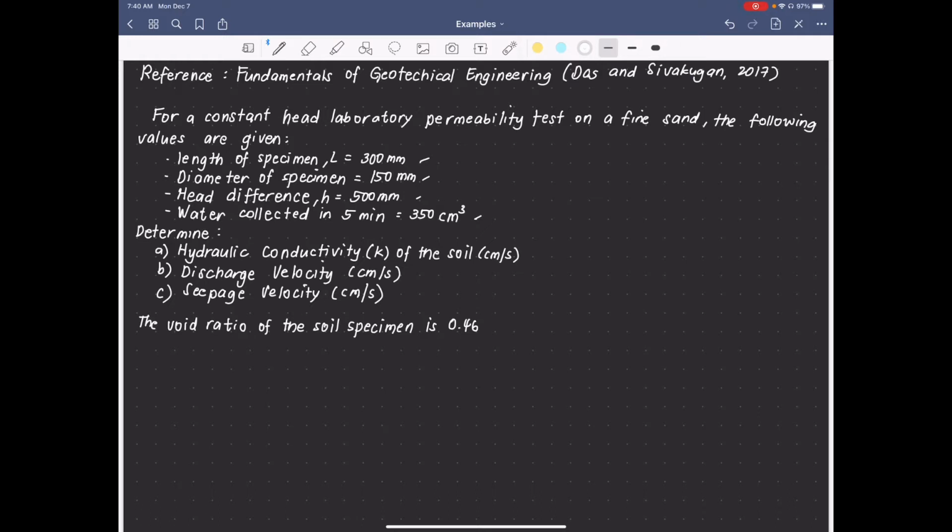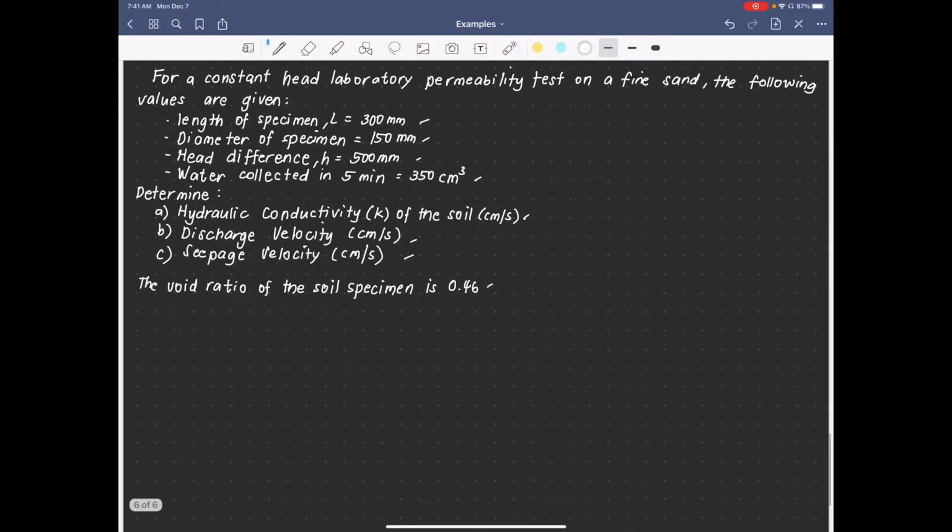For this test, we are asked to determine the following: the hydraulic conductivity of the soil in centimeter per second, the discharge velocity in centimeter per second also, and the seepage velocity with the same unit. The void ratio of the soil is also given to be 0.46. So in the constant head test, we are using a permeability test under a constant head difference.